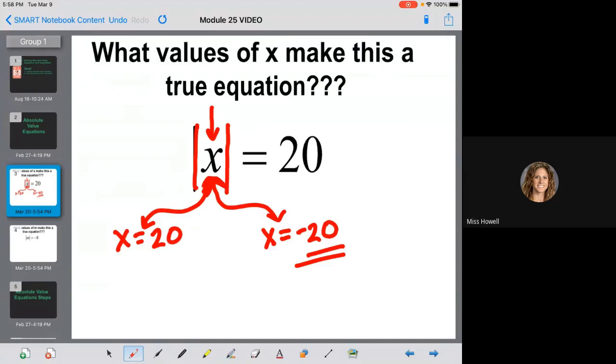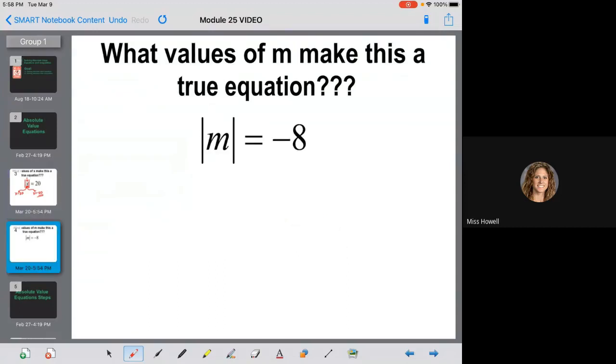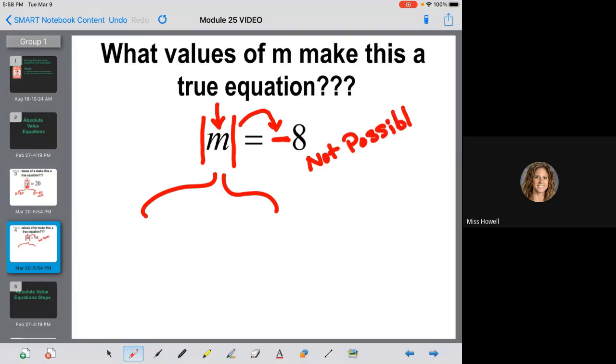Now, you need to be careful because we could have something that looks very similar like this, where we have absolute value bars, and inside of those bars is a variable. And right now we would say, oh, I could break this up, right? It has two options, 8 and negative 8. However, in this case, what it equals over here is a negative. And what we need to remember is when we take the absolute value of a number, we can't get a negative. So this one's not possible. We can't get that as a result after taking the absolute value.